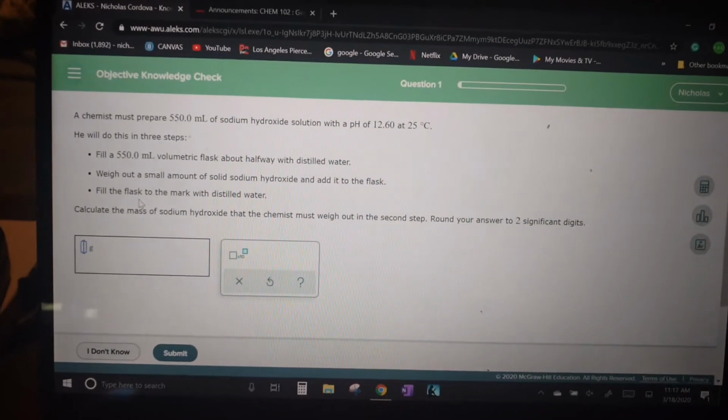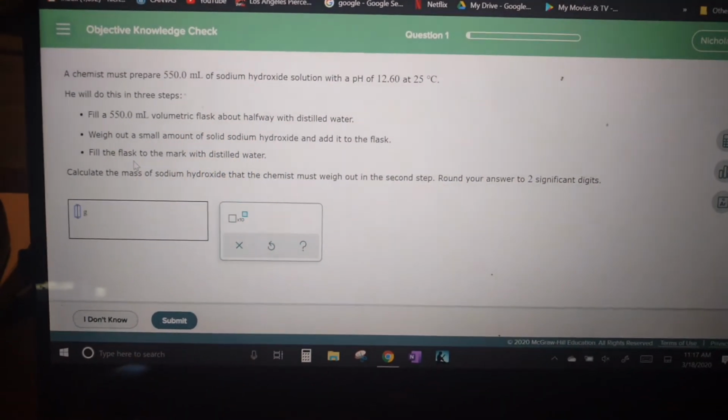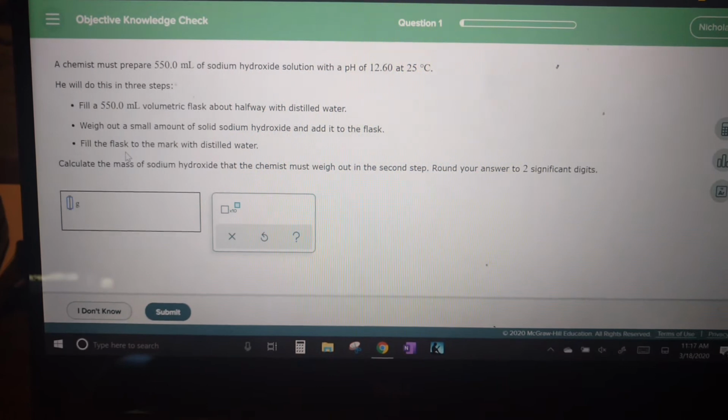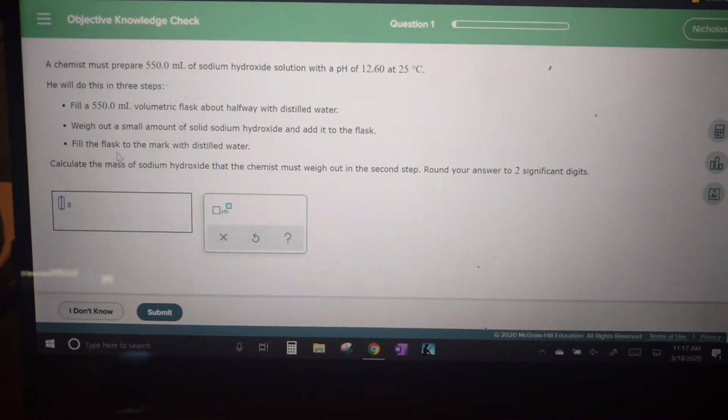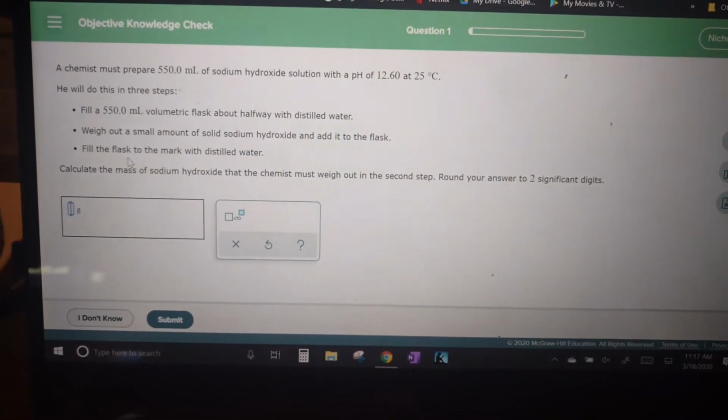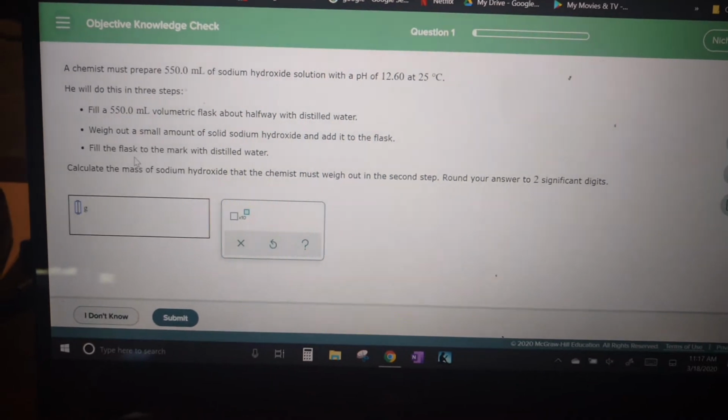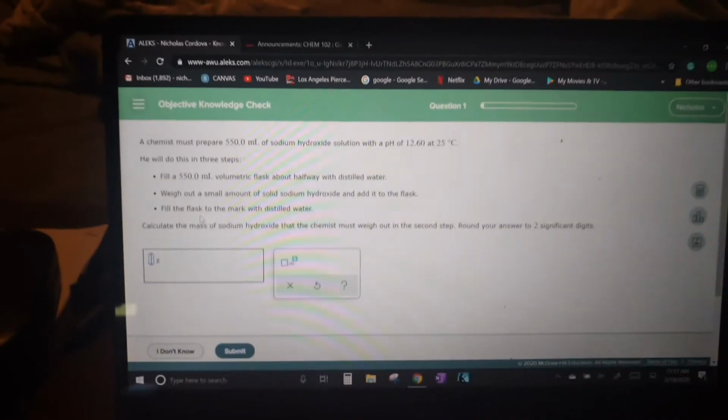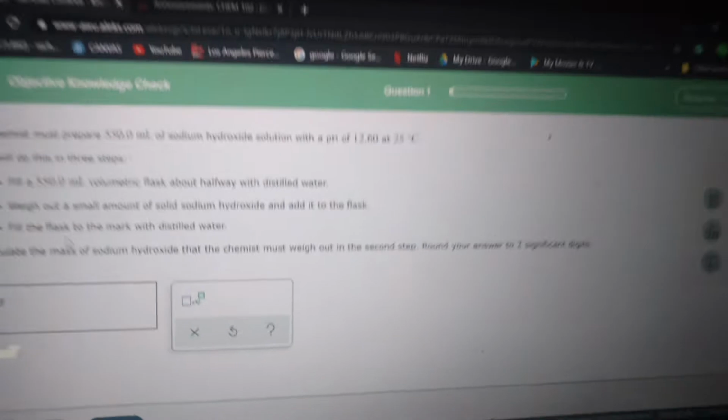So here's a common problem on Aleks. If you want to go ahead and pause the video so I don't have to make this a long bit here, then I'll move on to solving it. So I hope you got that down.